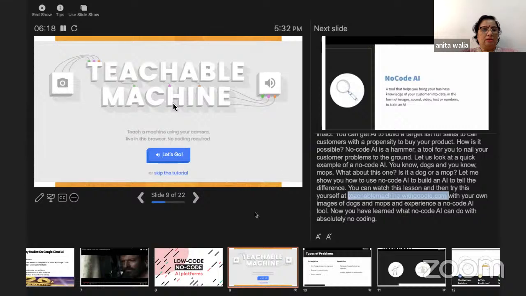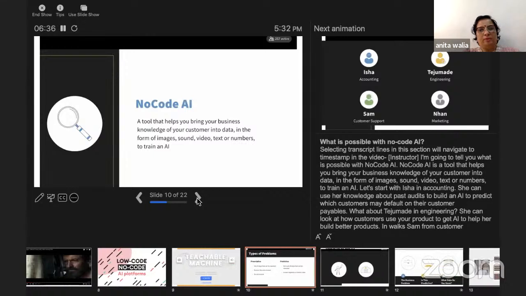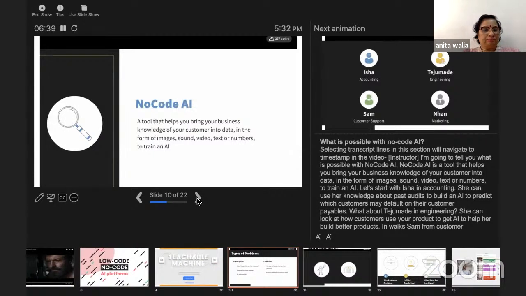This is the tool which I'm going to use. You can go through the tutorial. It is very, very easy to learn. It is called Teachable Machine, from google.com. This is the tool I'm going to use to create an AI training model and predict something, or maybe identify a pattern. So the first question which should come to our mind is, what is possible with no code AI? Can we do everything which we can do with coding, like in R and Python?